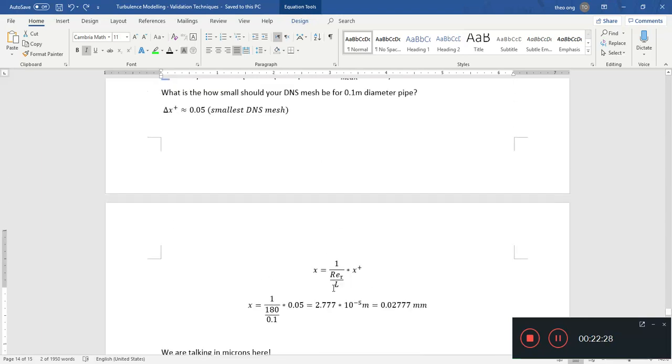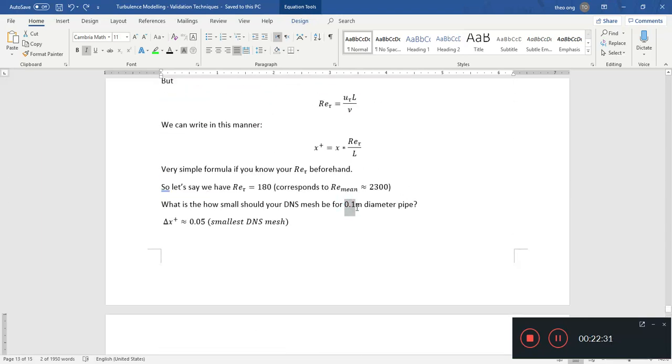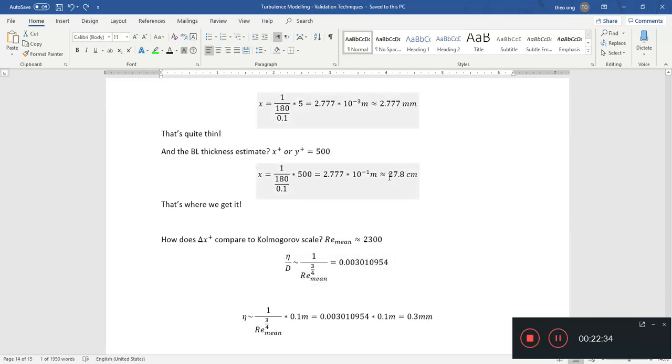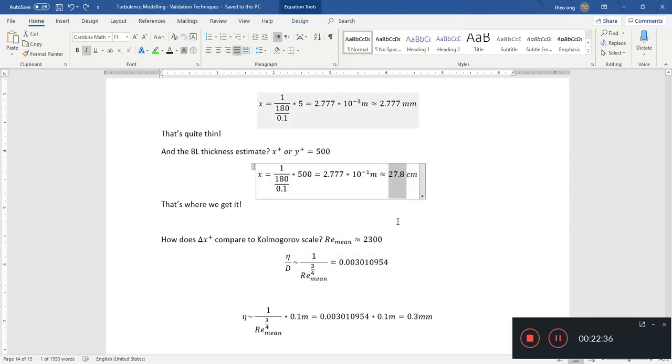Now if you think about it, I'm just crunching numbers here, but 0.1 meters is actually 10 centimeters, and this is 27.8 centimeters. So you find that your boundary layer is actually your whole pipe flow. Your whole pipe flow becomes a bounded flow, which kind of makes sense, because you know that your log law regime kind of works. Maybe it works, yeah, but this is a very, very low turbulent flow. So the free shear region is small or almost non-existent.